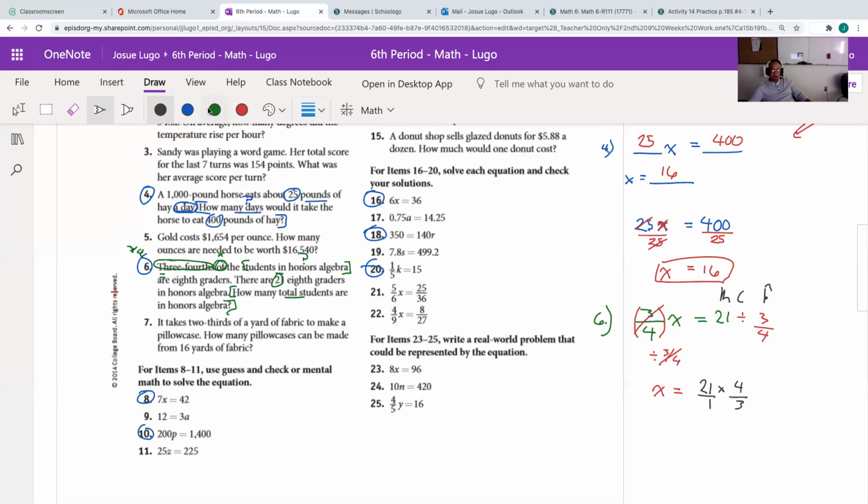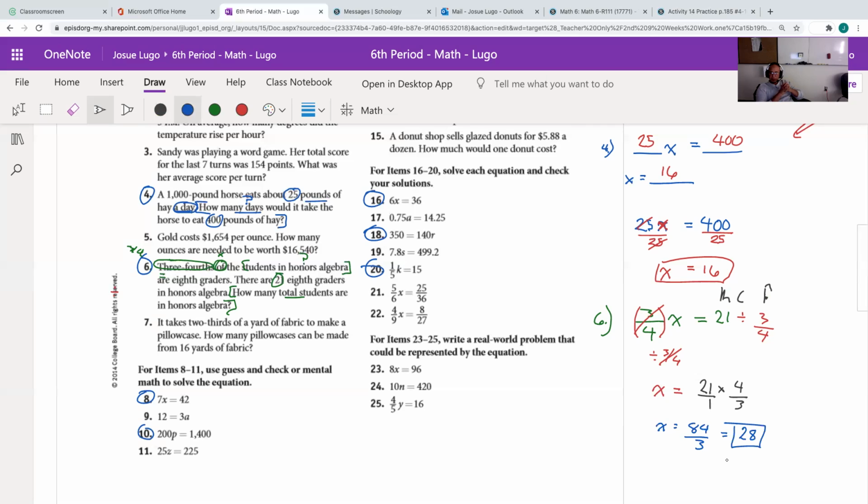Let's go ahead and solve this. 21 times 4 is going to give me 84. 1 times 3 is equal to 3. So x will equal whatever 84 over 3 is. Let us simplify that, or you can just divide. It's the same thing. 84 divided by 3 is going to give me 28. And that would be my answer for number 6.